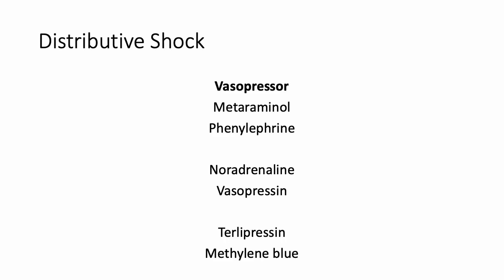So distributive shock. Well, we're going to use a vasopressor. We're going to increase peripheral vascular tone. Things that we can give peripherally would be drugs like metaraminol and phenylephrine. So you can give them as a bolus. You can start infusion peripherally. And then once you've got a central line in, you can use noradrenaline. And then we would tend to add vasopressin in when we're on higher doses of noradrenaline.